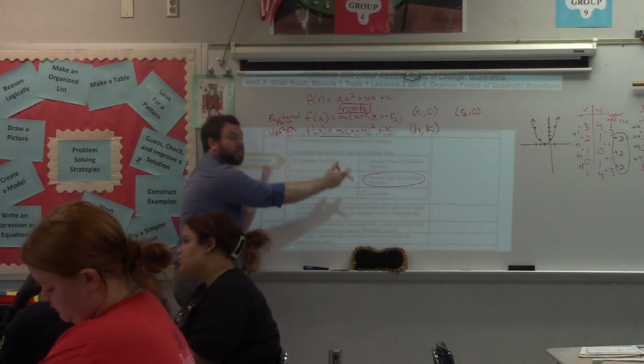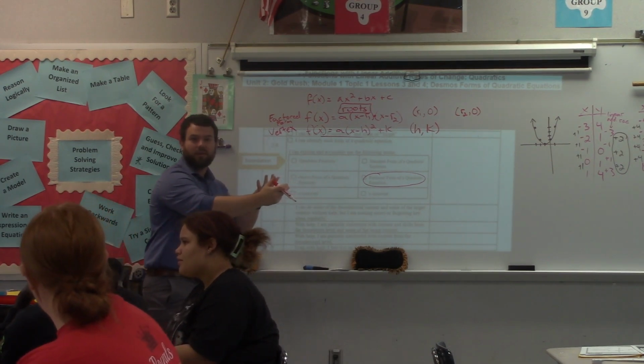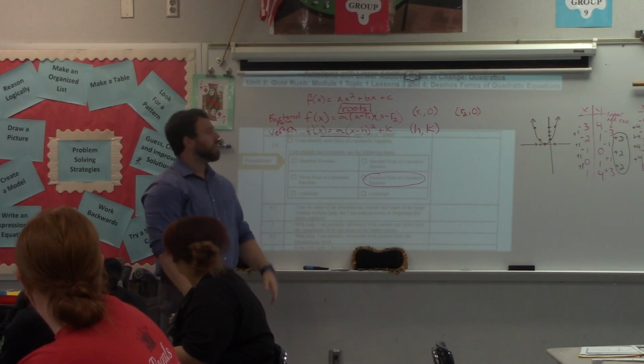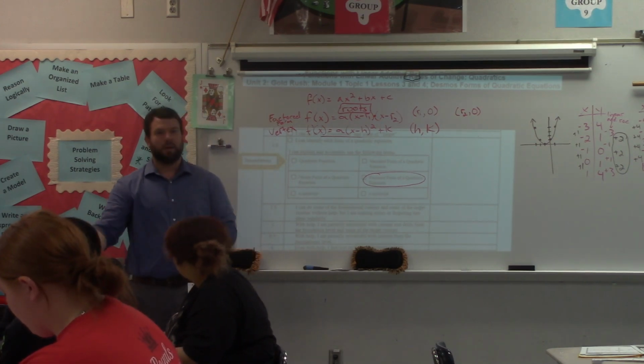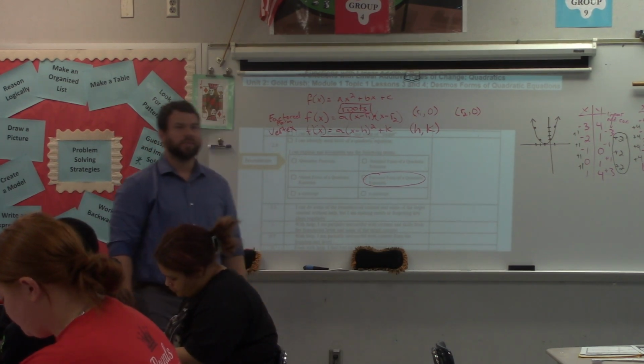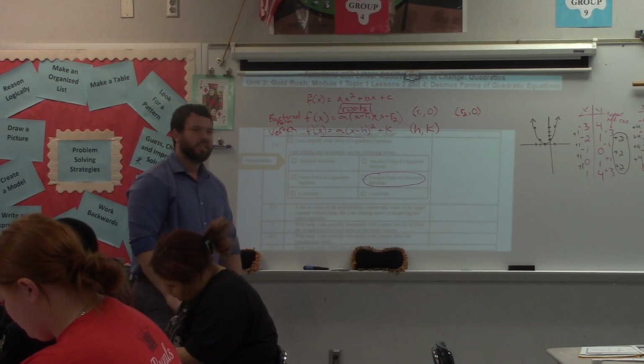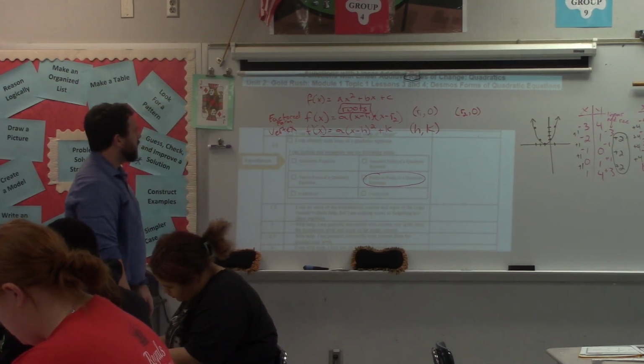Just like this is called vertex form because it has a vertex. And the top one is called standard form because, well, that's the standard form of every polynomial that we'll study. At least that's how I've always understood it. Is that fair to say? Yeah, that's fair to say. All right, so those are those different forms.